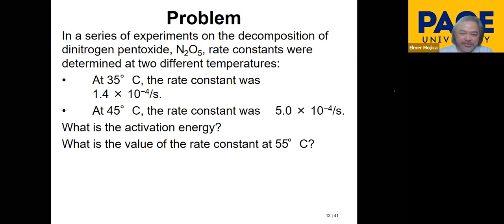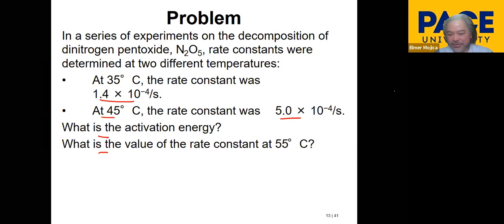So in a series of experiments on the decomposition of dinitrogen pentoxide, N2O5, the rate constants were determined at two different temperatures. At 35 degrees Celsius, the rate constant was 1.4 times 10 to the negative 4. At 45 degrees Celsius, the rate constant was 5.0 times 10 to the negative 4. So you are asked what is the activation energy. And once you have the activation energy, you are asked what is the value of the rate constant at 55 degrees Celsius.